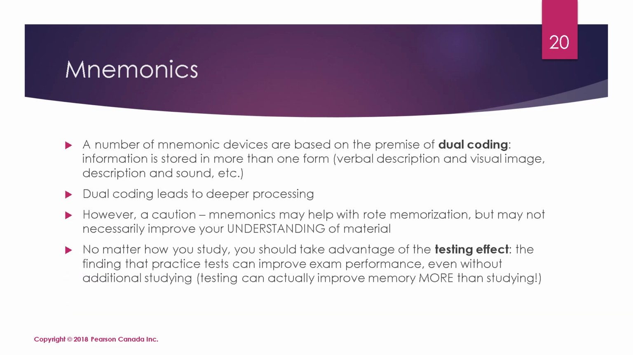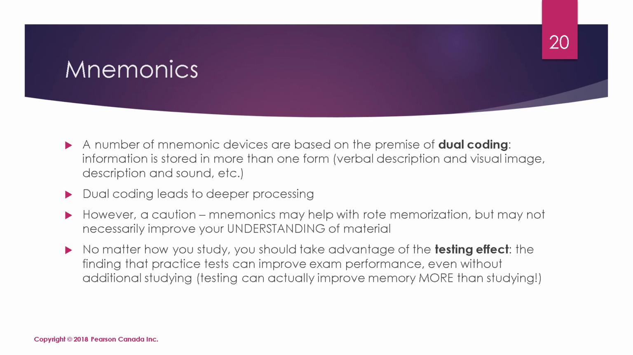So a number of mnemonic devices are based on the premise of dual coding, which I alluded to a minute ago. That is, we're storing information in more than one form. For example, if you're using that method of loci, and you are picturing the milk and the bread and the eggs on top of these buildings and in these fields, then you're not only storing the information as a word list of things you need to get, you're also storing it as visual information with those images that you've created. That helps us in coding, because it leads to deeper processing, and it also makes us more likely to be able to retrieve that information as well.